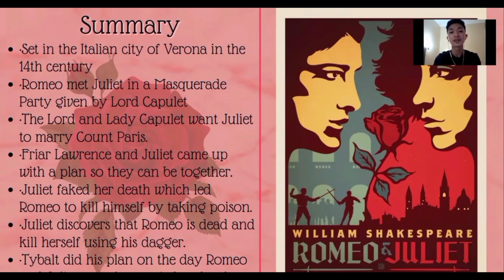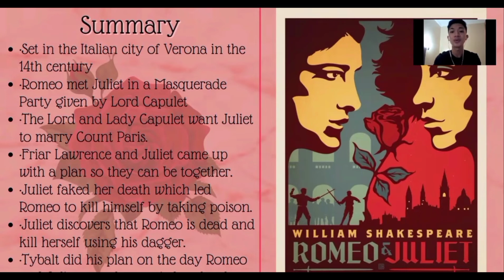Juliet faked her death and lay entombed waiting for Romeo to come so they can run away together. Romeo didn't receive the message about the plan. He went to Verona and sees Juliet in her tomb. He was devastated, thinking that Juliet was already dead. Romeo took poison so he can be with Juliet in death.